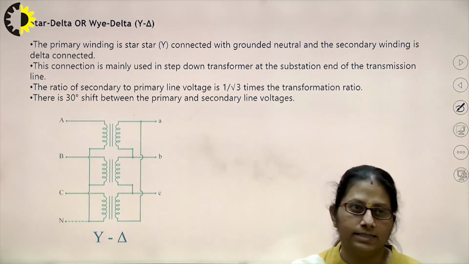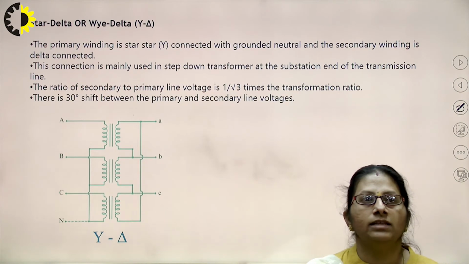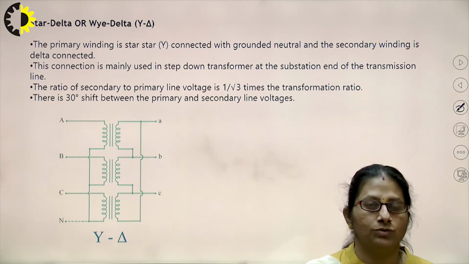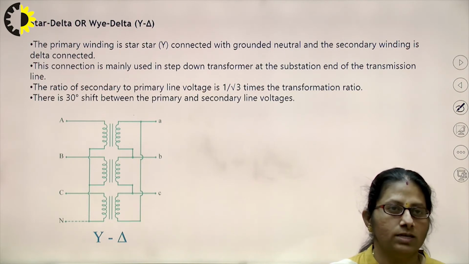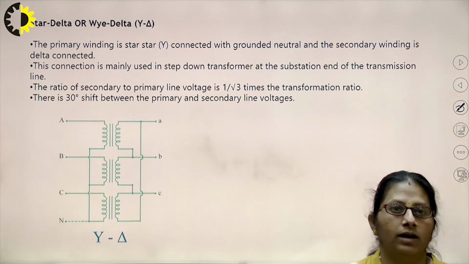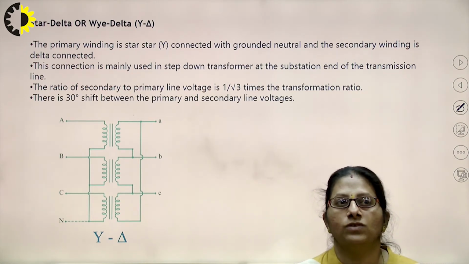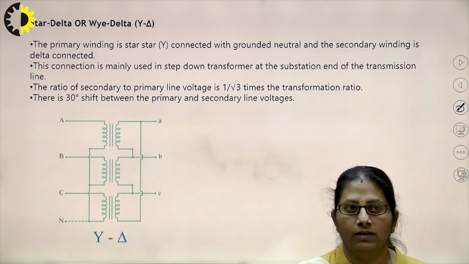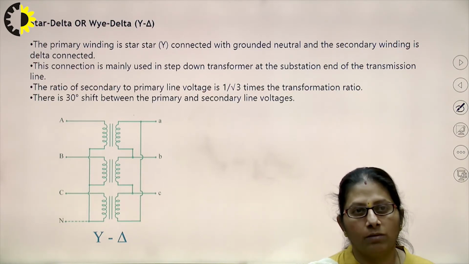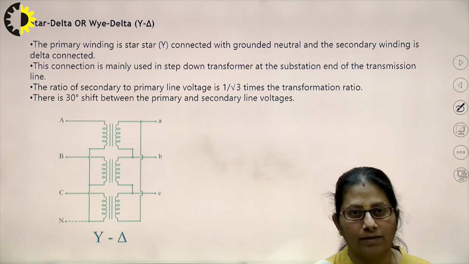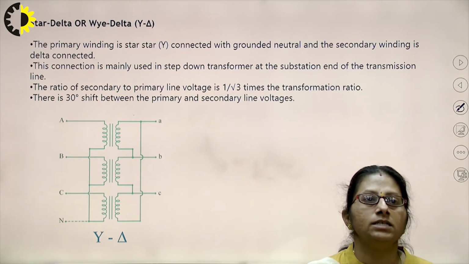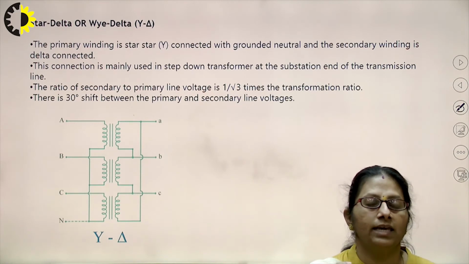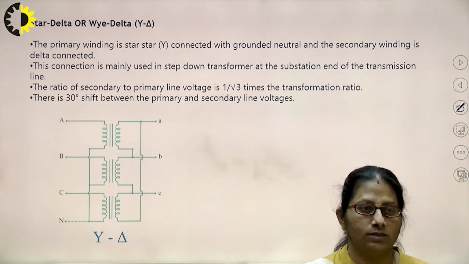Now star-delta, that means the primary of the three-phase transformer is connected in star and the secondary is connected in delta. The primary winding is star connected with ground neutral and the secondary winding is delta connected. This connection is mainly used in step-down transformers at the substation end of the transmission line. The ratio of the secondary to primary line voltage is 1 by √3 times the transformation ratio. There is a 30-degree shift between the primary and the secondary line voltages.